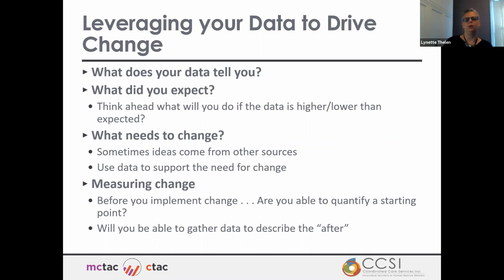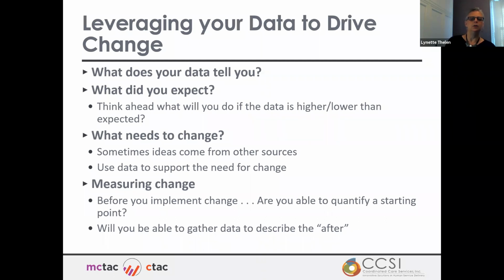And I think it's also important to keep in mind that while your data is the key to this, sometimes the ideas about what you need to change might come from other sources. It might be somebody saying, hey, this isn't working as well as it could, or I think we're seeing a lot of this happen. And you can then use your data to kind of substantiate those thoughts. So don't limit yourself, allow all the voices to be heard so that you can really get to some good content to change.